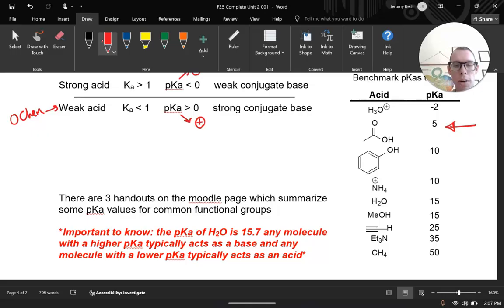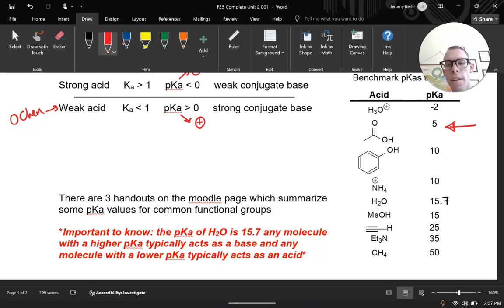That's kind of like one of our benchmarks. We'll talk about it in a little bit: the pKa of water is around 16, 15.7 to be super exact, but our alcohols are generally in that 15 to 16 range. 15.7 to be super specific.